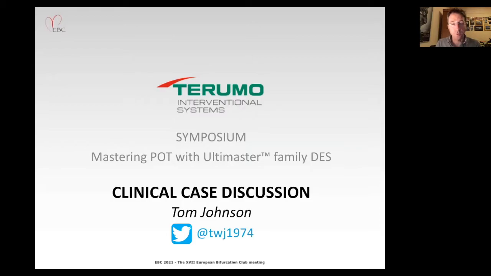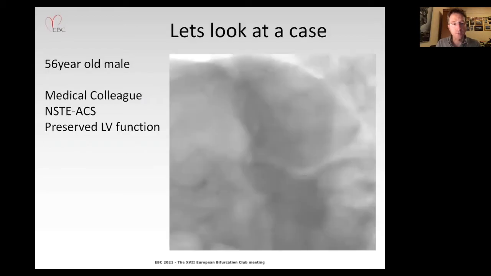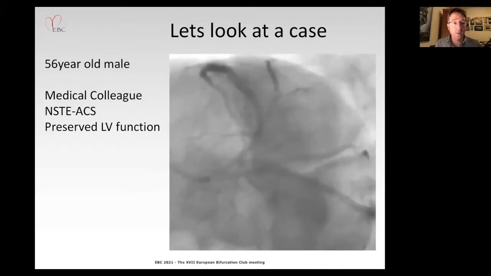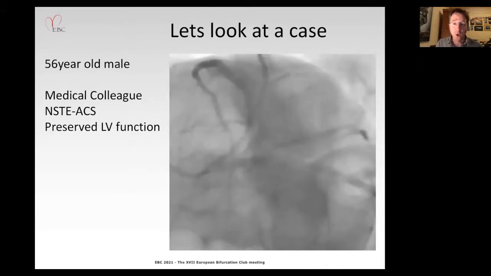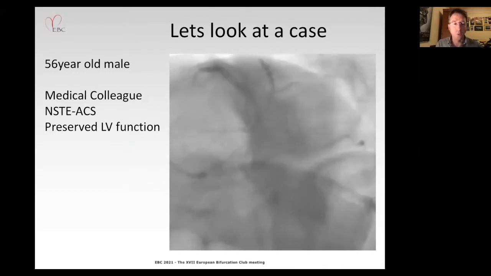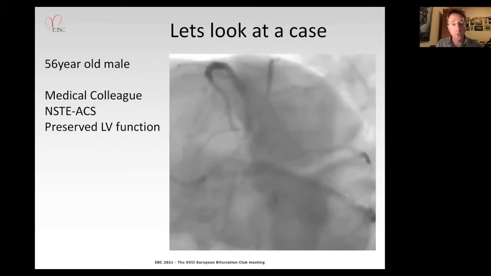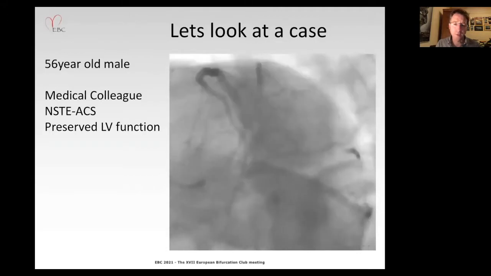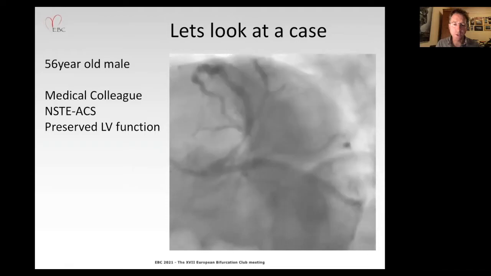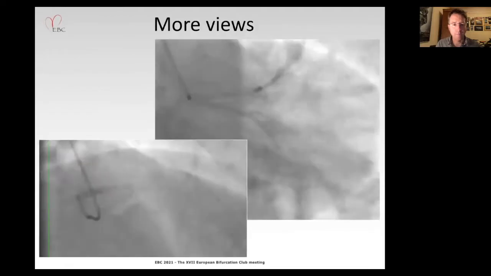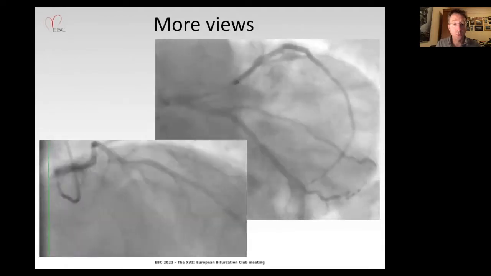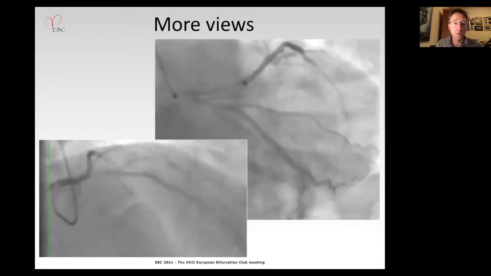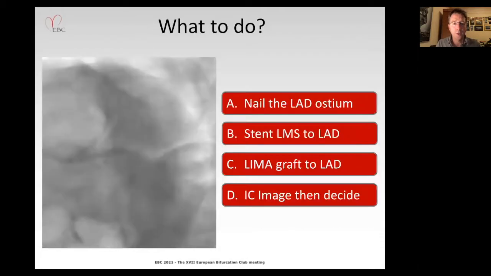I've been asked to provide a clinical case discussion. So let's see, a 56-year-old male, in fact a medical colleague, which made decision-making slightly more fraught, presented with non-ST elevation acute coronary syndrome, preserved LV function, and was found to have this significant proximal LAD lesion extending back to the left main stem. We see on multiple projections this severe disease within the proximal LAD.